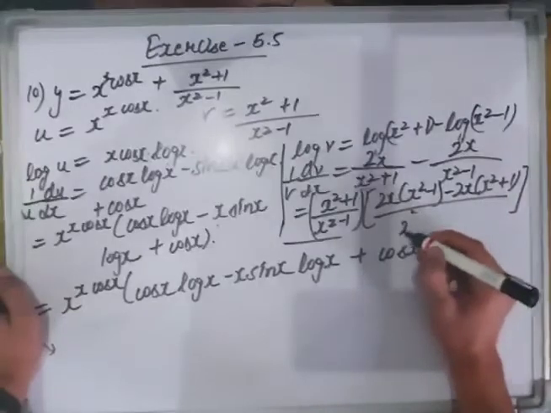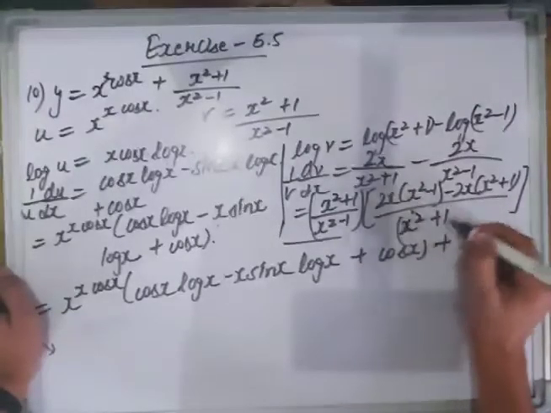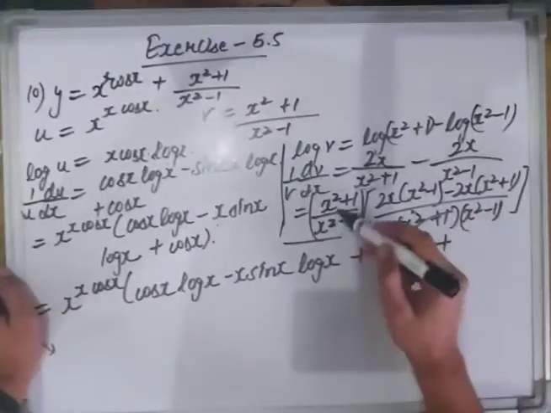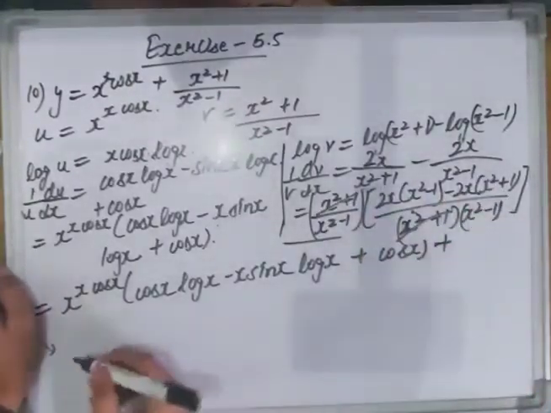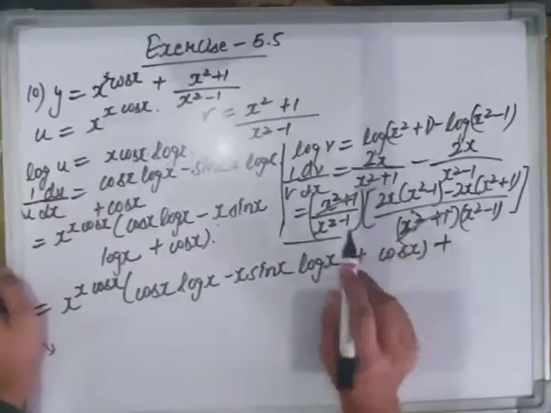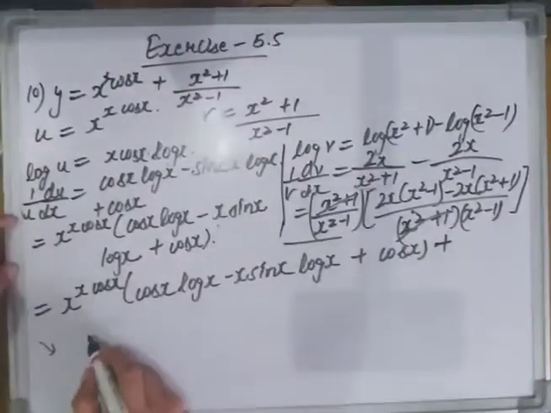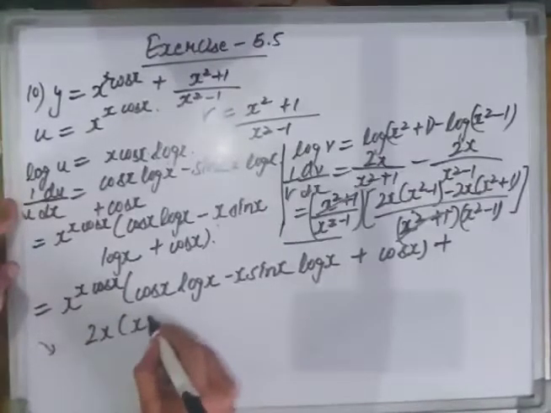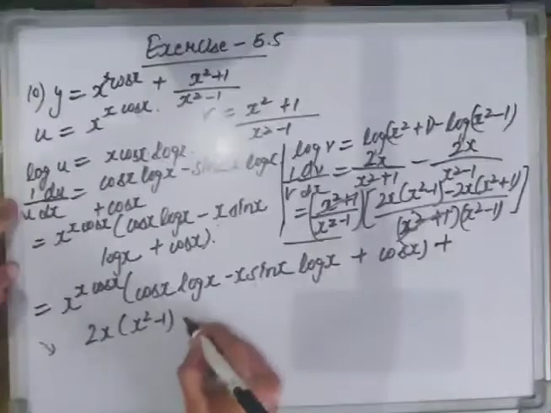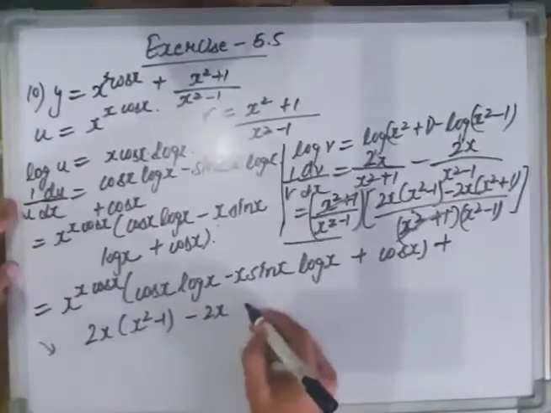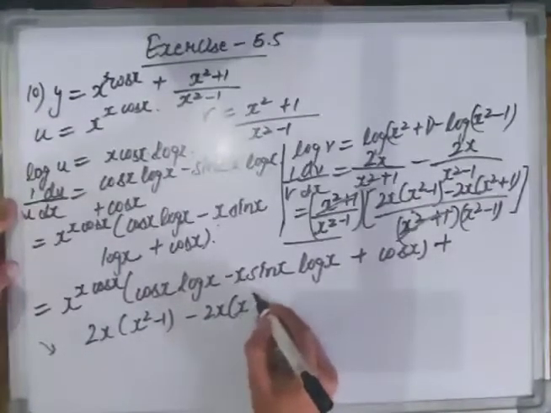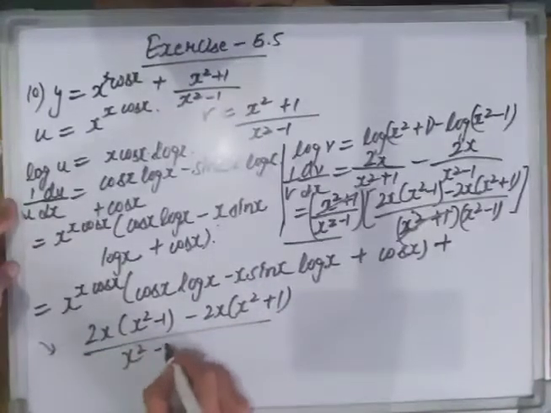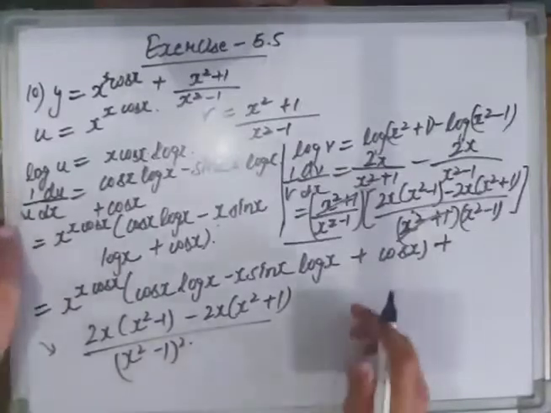we can simplify it more. x square plus 1 and x square minus 1, x square plus 1 with this. This is deducted by this. We have 2x, x square minus 1 minus 2x, x square plus 1 upon x square minus 1 whole square.